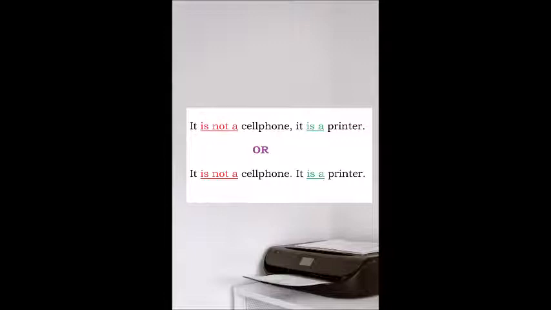Okay, and it is a printer, which is a positive. Okay, or you can say it is not a cell phone, period. It is a printer. Okay, notice how the pattern is all the same. The red parts of the sentence are the negatives and the green parts of the sentence are the positive.